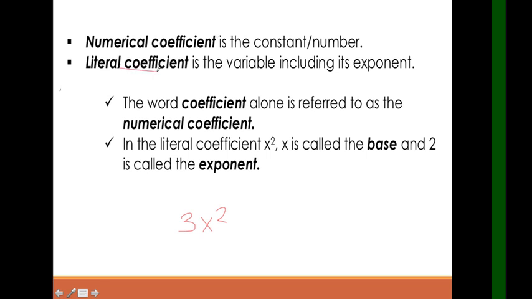Yung literal coefficient naman is a variable including its exponent. So, this one is the literal coefficient. The word coefficient alone is referred to as the numerical coefficient. In the literal coefficient x squared, x is called the base. Okay? Yung x, ang tawag sa kanya ay base. This one is the base. And 2 is called the exponent. So, this is the exponent. Okay?